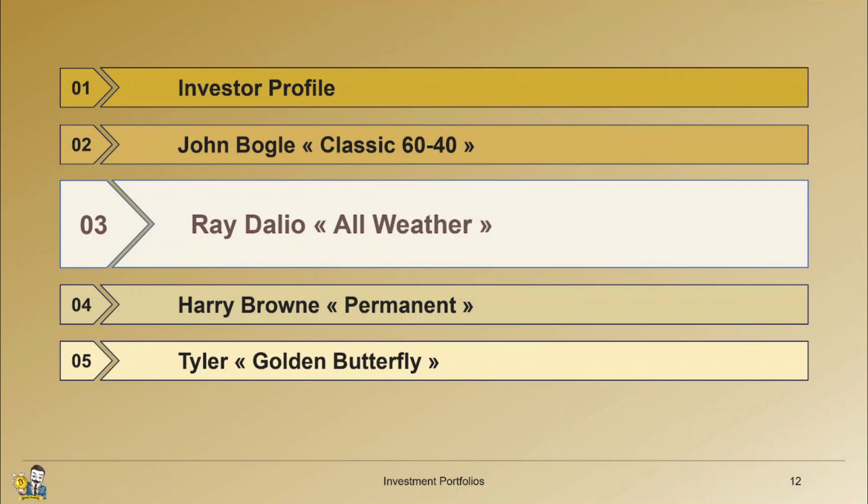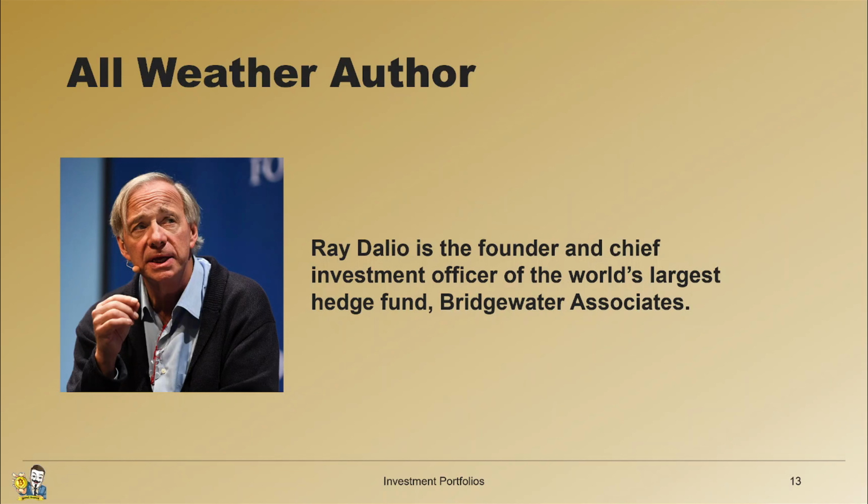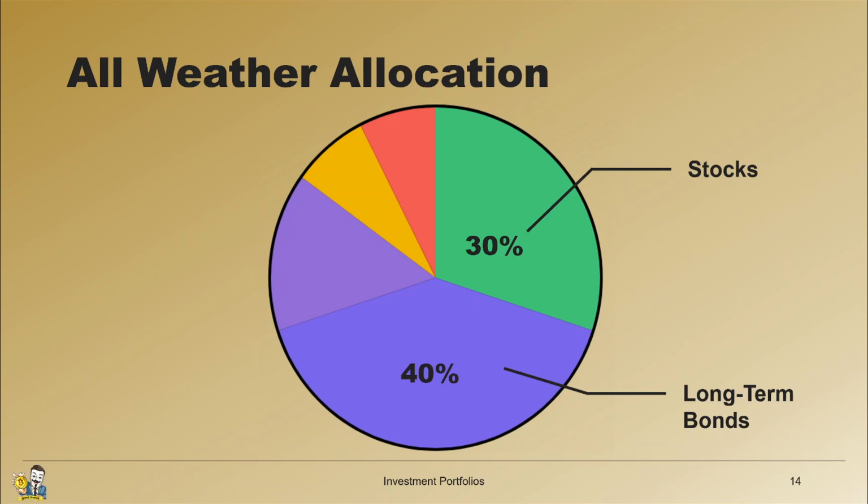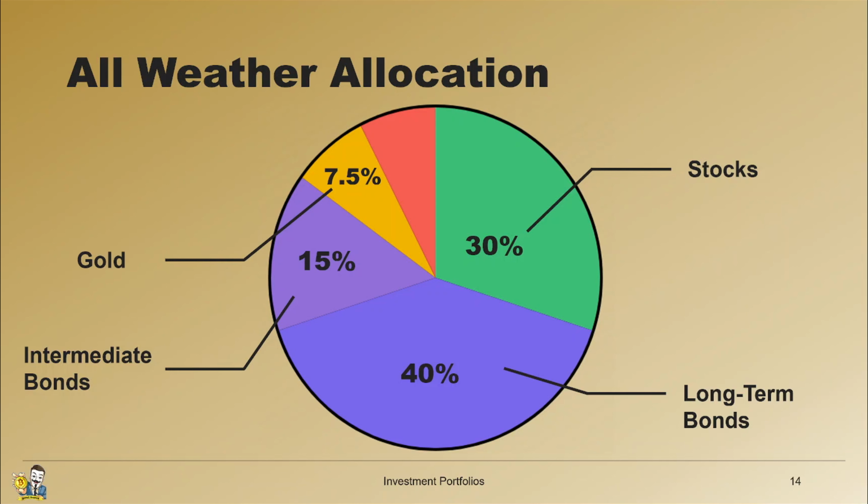It's the Ray Dalio all-weather portfolio. A quick introduction to Ray Dalio. He's the founder and chief investment officer of the world's largest hedge fund, Bridgewater Associates. He's been investing for decades and is also the creator of the all-weather portfolio. Its allocation is designed to perform well in all economic environments. It includes 30% in stocks, 40% in long-term bonds, meaning bonds with maturities over 10 years, 15% in intermediate bonds, and then 7.5% in gold, and 7.5% in commodities like oil, gas, and so on. The latter perform very well in the event of rapid inflation.